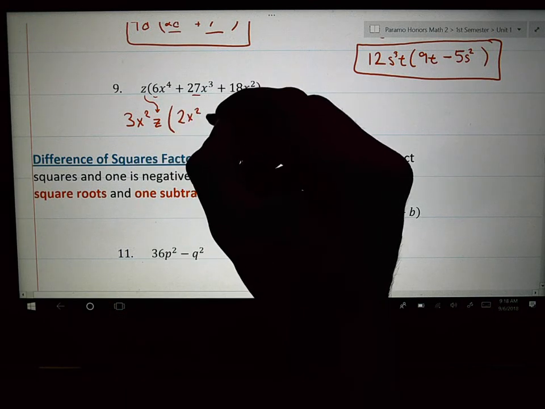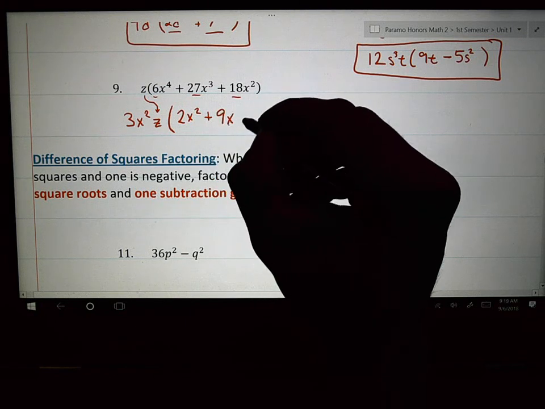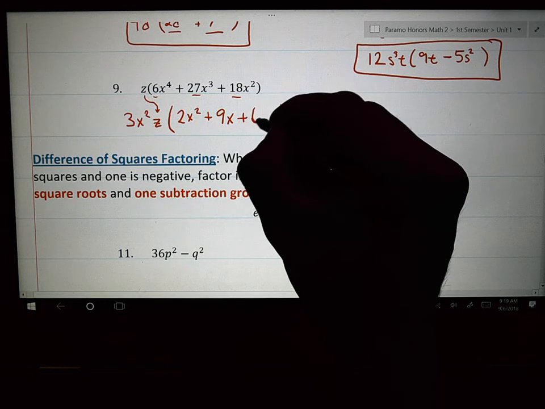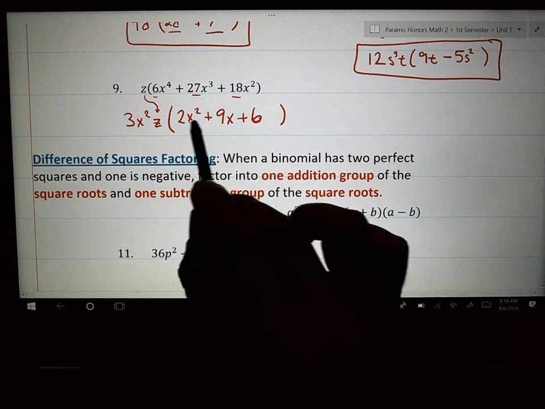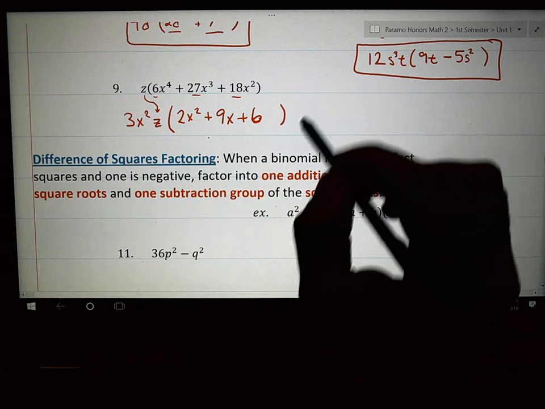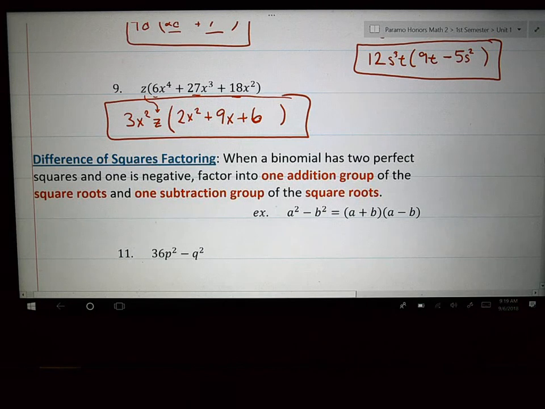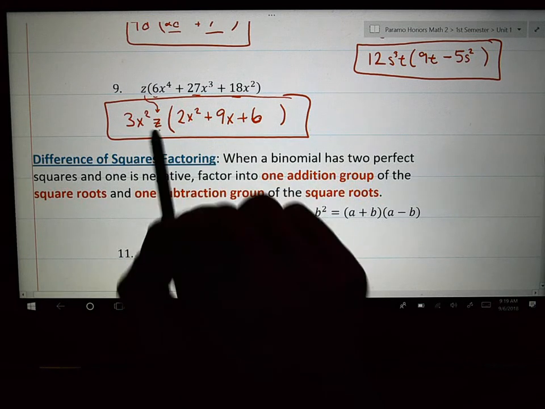Okay, keep going. Plus what? Plus what? 6. And what we could do is look to see if anything else goes into here, which it doesn't, and we're going to stop right there with that problem. That method is called GCF factoring. If there's something in front, leave it in front. Don't freak out about it.